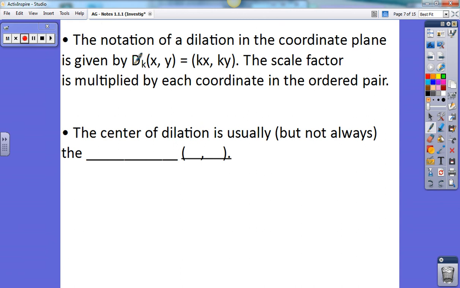And then our notation for dilation, D for dilation, K is my scale factor. So if I take a coordinate x, y, and I apply that dilation, it becomes K times x, or my scale factor times the x coordinate, and the scale factor times my y coordinate. The center of dilation is typically the origin. Not always, but typically, and most of the things that we're going to look at are a center of dilation of 0, 0.